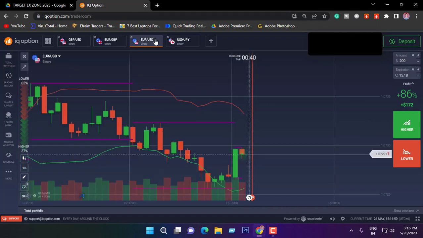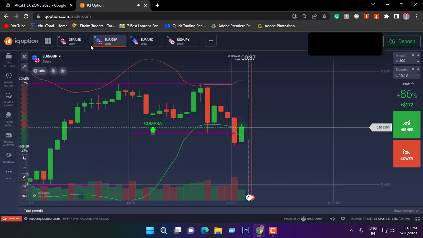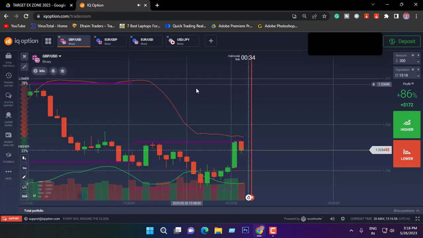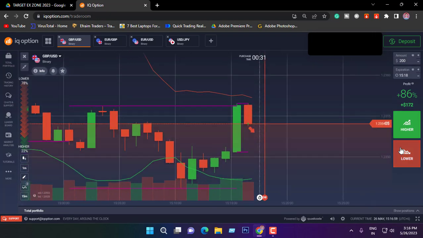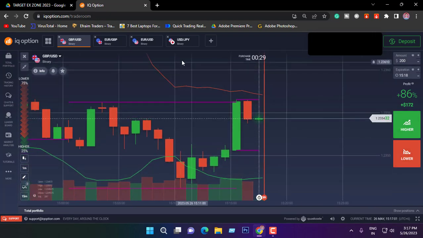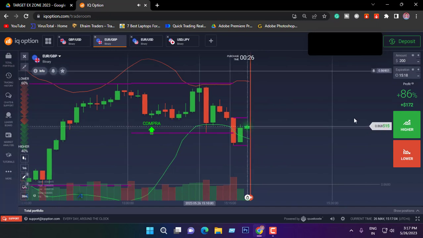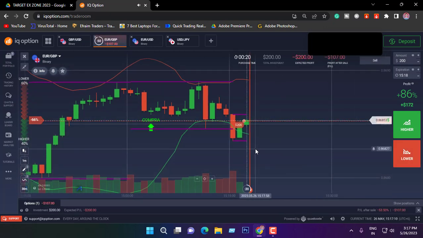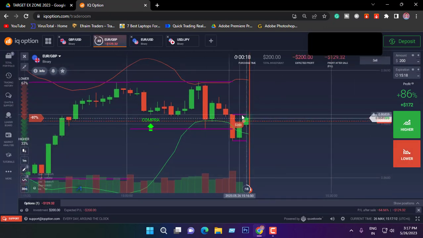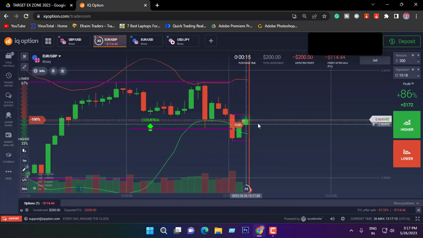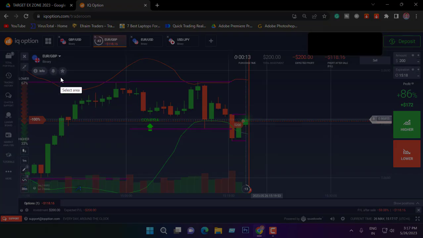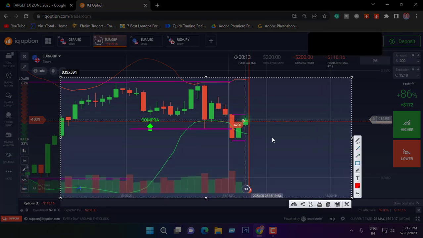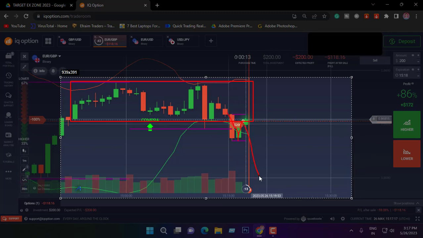So let's start trading with this indicator. Here is a down trade. I have placed a down trade because this is a resistance level. As you can see, I have drawn my area. This is a zone, and this is a breakout and retest, and the market is going down.